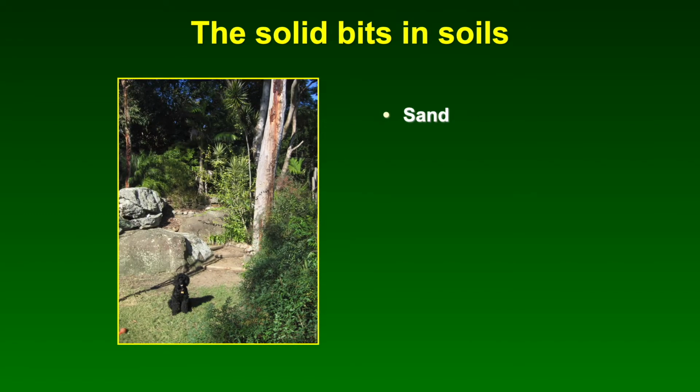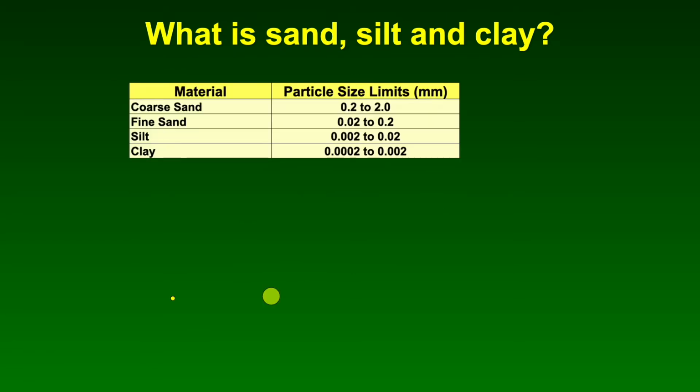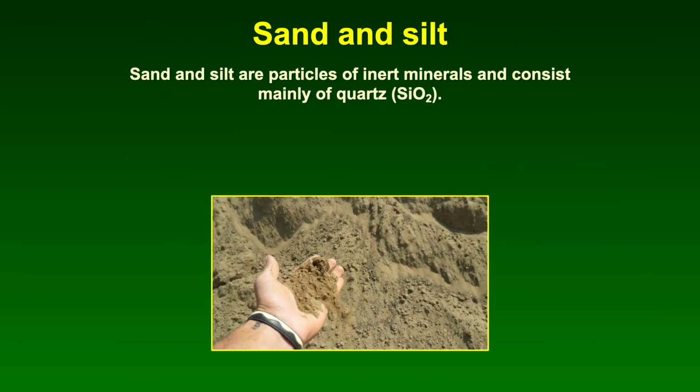If one ignores the organic material, the rocks, the stones, and any bones buried by the dog, the solid bits in soil can be divided into 3 types, as shown. The International Convention for defining sand, silt, and clay is by particle size. And if you can't visualize how small these sizes are, here is a human hair for comparison. Both are virtually insoluble in water and contribute little to plant nutrition.